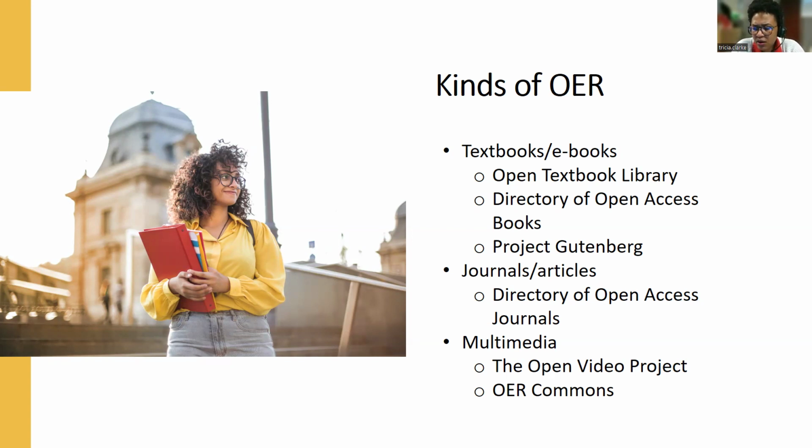These books are typically reviewed by faculty from a variety of colleges and universities to assess their quality. So they are peer reviewed. They can be downloaded for no cost or printed at low cost. A great starting place for open textbooks is the Open Textbook Library. And again, I will demonstrate these sites at the end, so I'm not switching back and forth. But Open Textbook Library is a great resource for open textbooks.